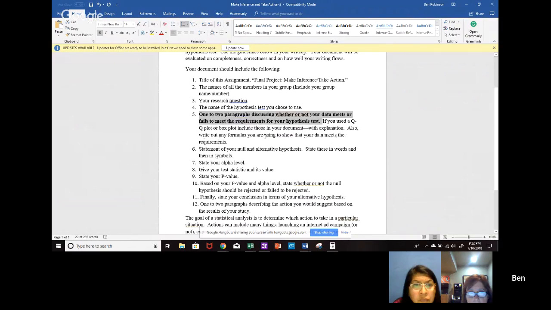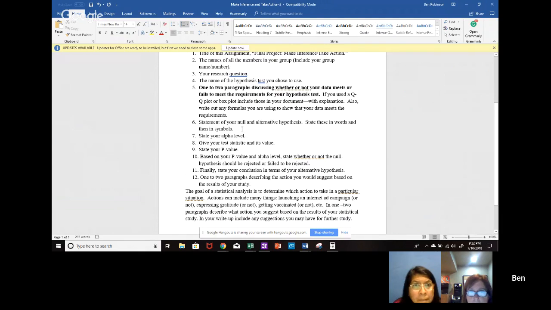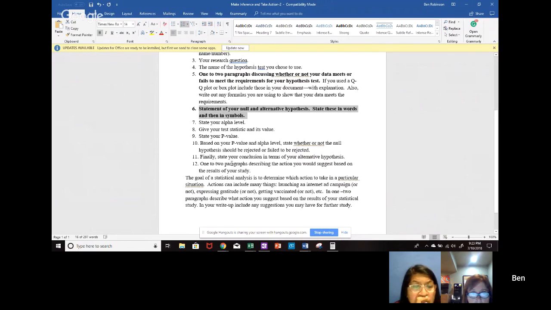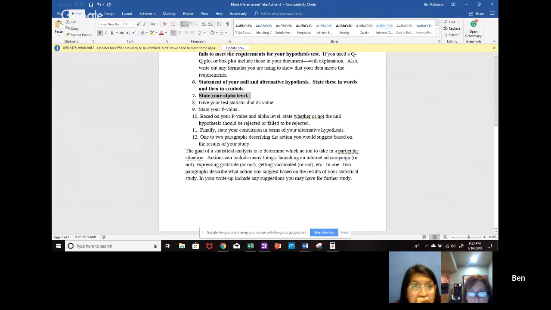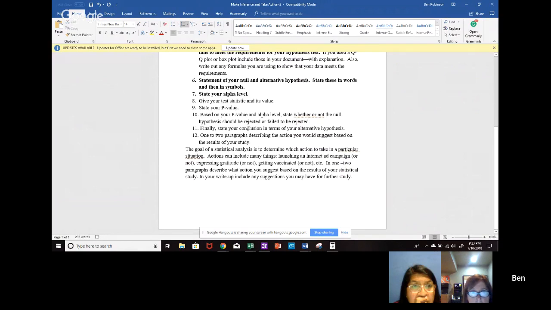Also, write out any formulas you are using to show that your data meets the requirements. We probably need to do that, even though we don't actually have a formula. So we don't have to do that. So we have to do the alternative. State your alpha level. We have that.